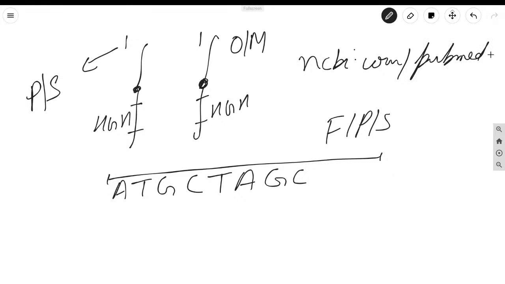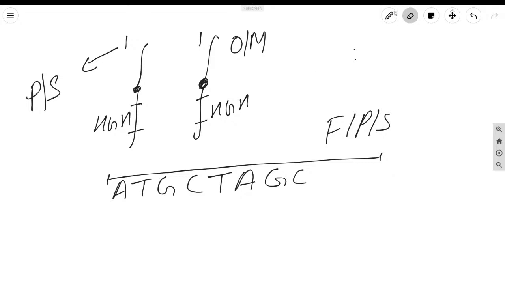ncbi.com/pubmed. Then you can search for any sequences also here. You will get the sequences of all the genes present. So I am taking an arbitrary sequence. You don't need to remember any sequence here. This is just the conceptual understanding.